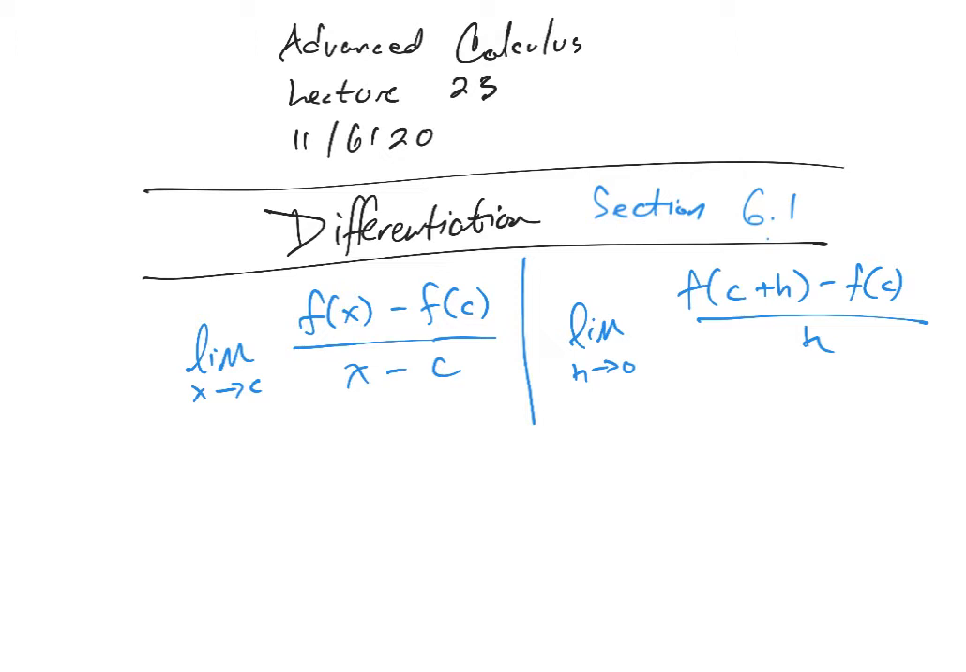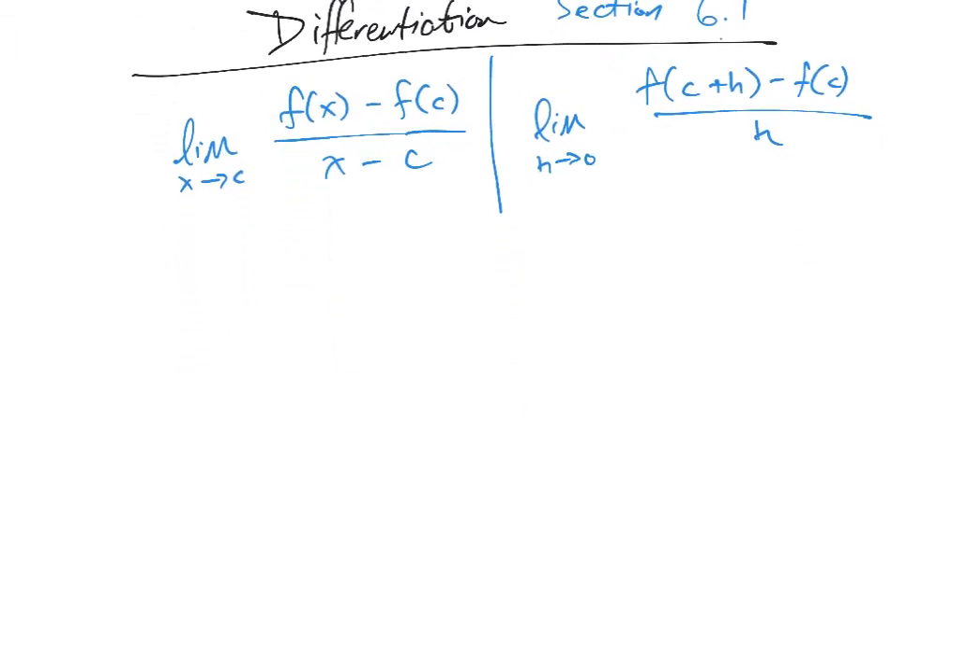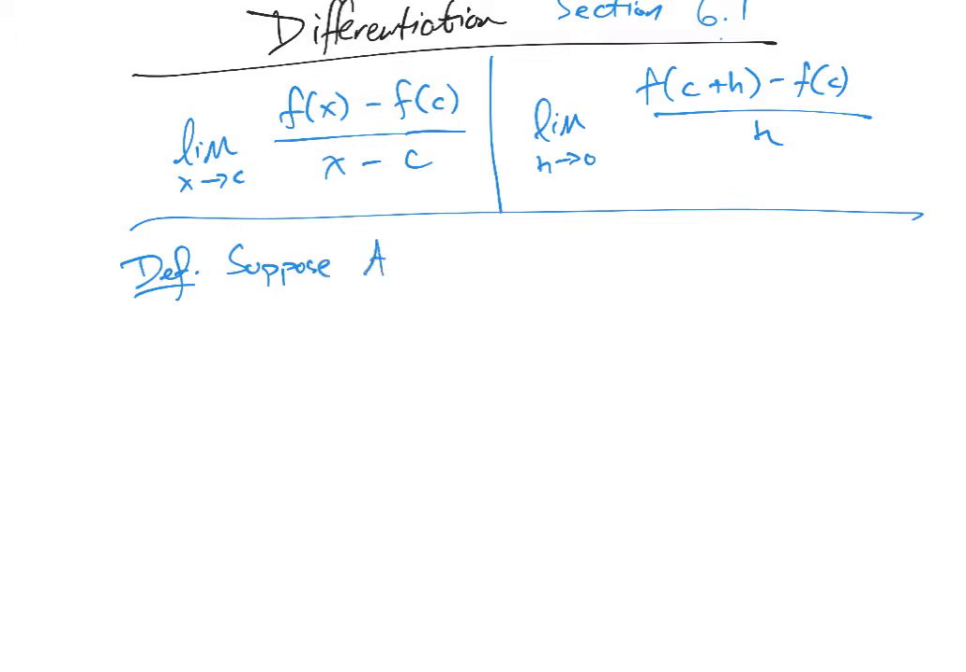But I'm going to do it just a little bit more generally. I'm going to allow your domain to be an arbitrary set, and then I'm going to say that for us to take a derivative, it has to be a cluster point. So that's where we're going to start. That's our definition. Suppose we have a domain A. So it is a domain. That means f maps A to R. And let c be a cluster point of A.